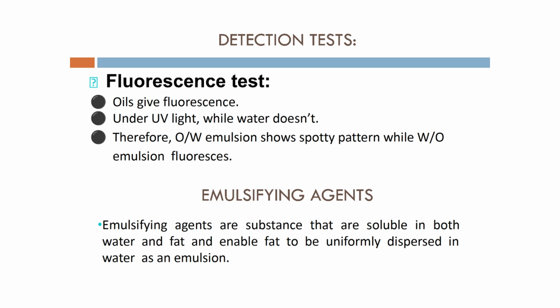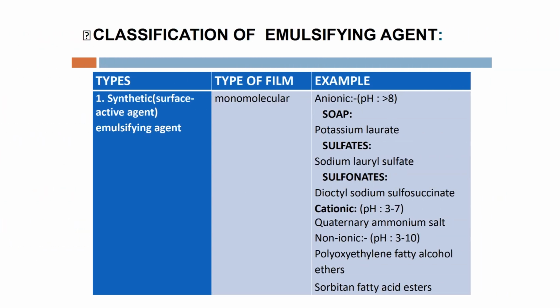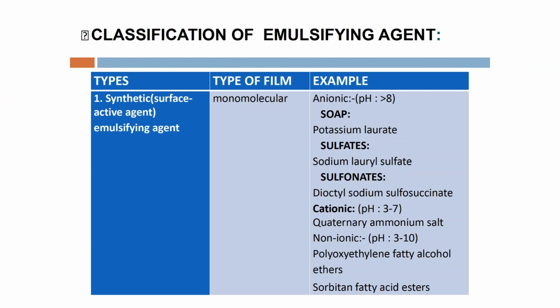Now this brings us to a key player, emulsifying agents. These are substances that are soluble in both water and fat. They enable the fat to be uniformly dispersed in water as a stable emulsion, preventing it from separating. Now how do we classify these emulsifying agents? They are classified into different types based on the kind of film they form. We have synthetic or surface active agents, natural agents, and finely dispersed solid particles.